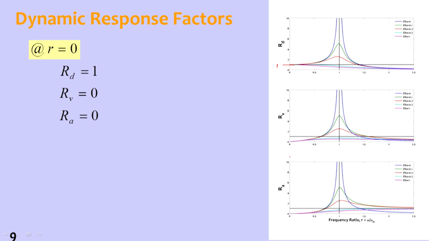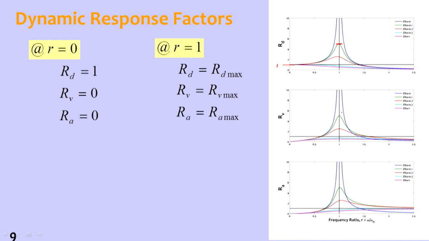So Rd is equal to 1, Rv is equal to 0, Ra is equal to 0. When we go to extreme values, or when we come to resonating frequencies, what is going to happen? At resonating frequencies along with damping, Rd is equal to Rd max value, something like this at this location, and then Rv is Rv max, and Ra is Ra max.